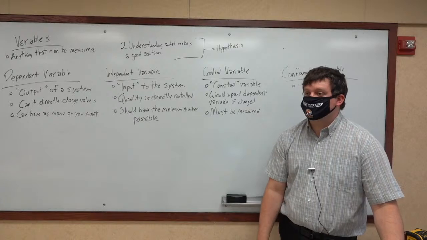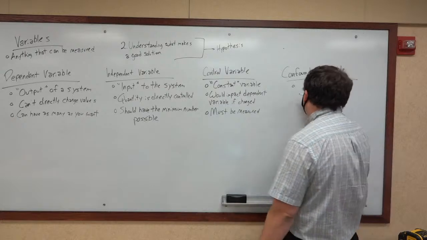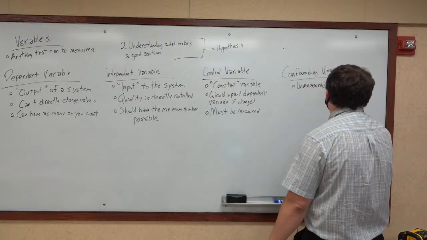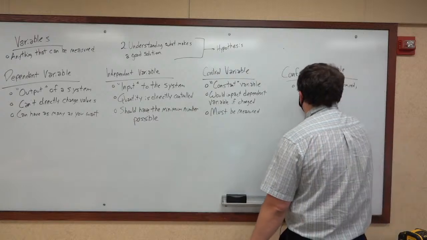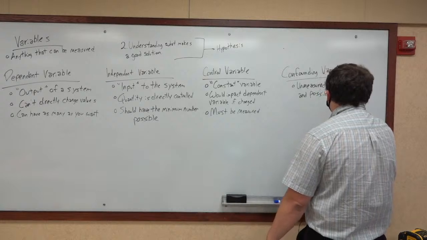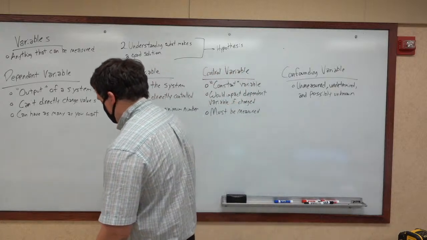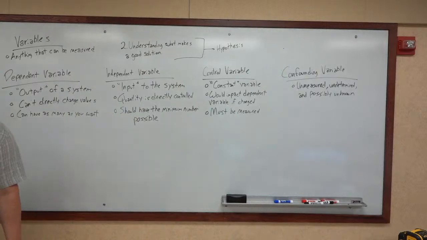That's why scientists disagree. Everybody assumes different things. A confounding variable has resulted in a whole lot of really bad science. So it's essentially an unprecedented variable, something we didn't think of.